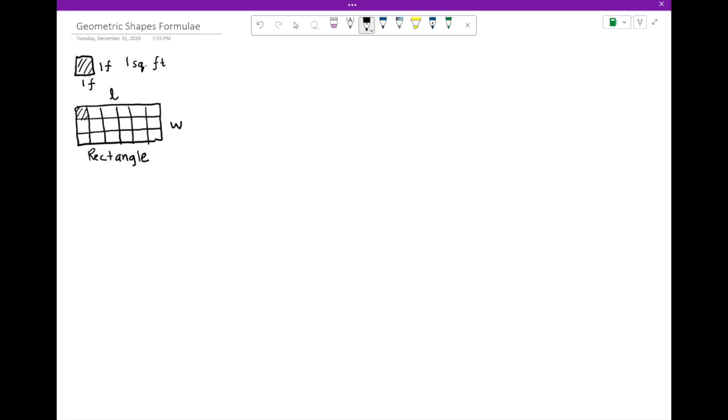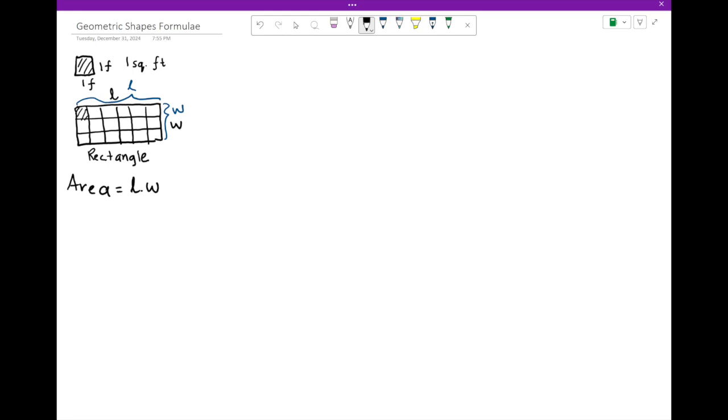From this picture, you can see there will be a total of L number of squares here and W number of squares here. So the total number of squares is L multiplied by W. So the rectangle area is L multiplied by W, basically length multiplied by width.